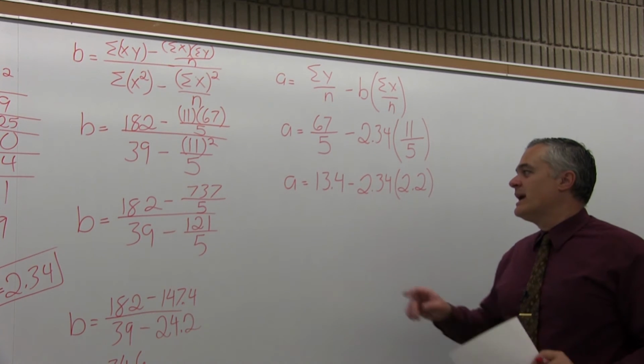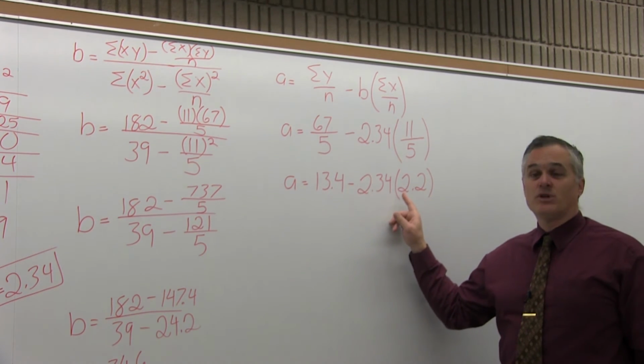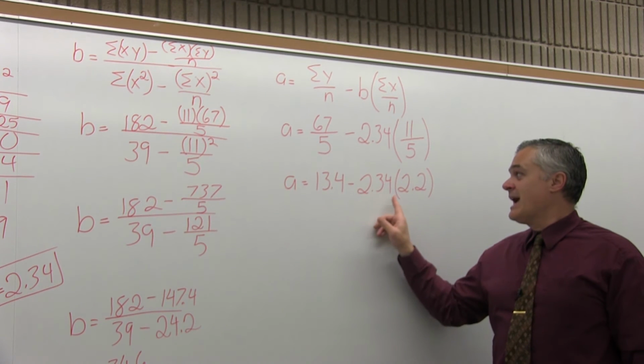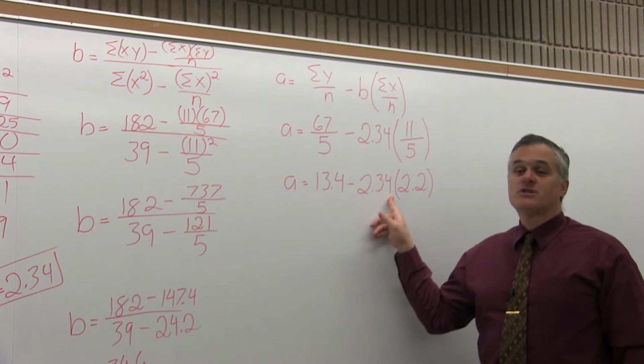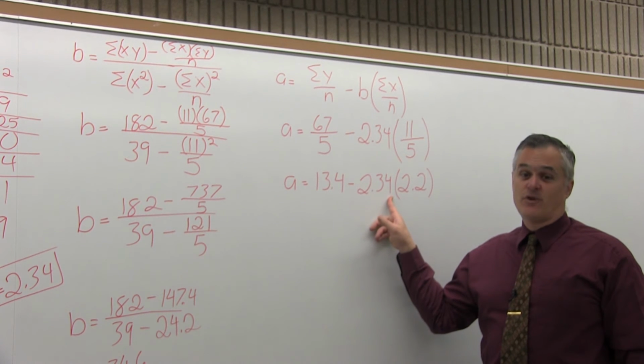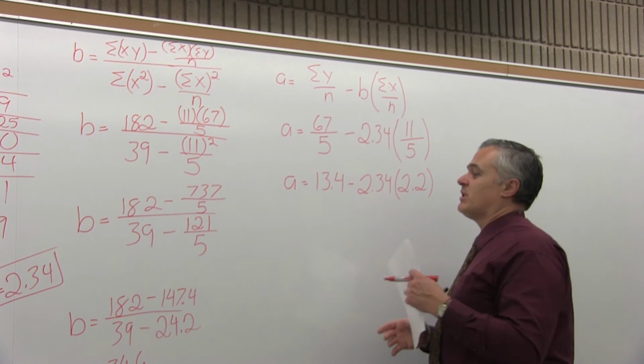So now at this point, a equals 13.4 minus 2.34 times 2.2. You have a subtraction and a multiplication that has to be done. And the order of operations requires that you do the multiplication first. You can't do the subtraction first, even though it's written first; you must multiply first.